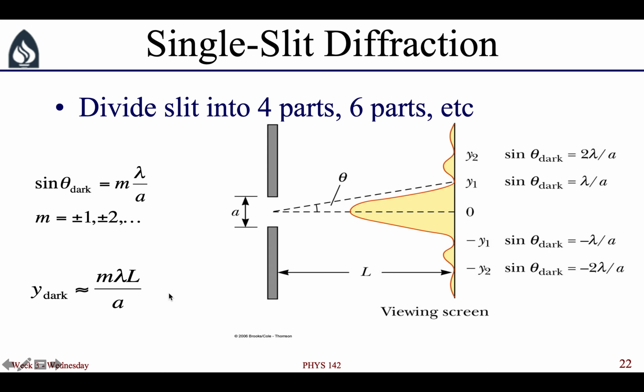If we use the small angle approximation, we can replace the sine of theta with y over L and get this expression for predicting where the dark spots occur, as long as the small angle approximation is valid. So as long as we're not going too far away from the middle of the pattern, then the location of all of the dark spots is given by this expression where m is some non-zero integer. So this allows us to find all of those dark regions in the single slit pattern.